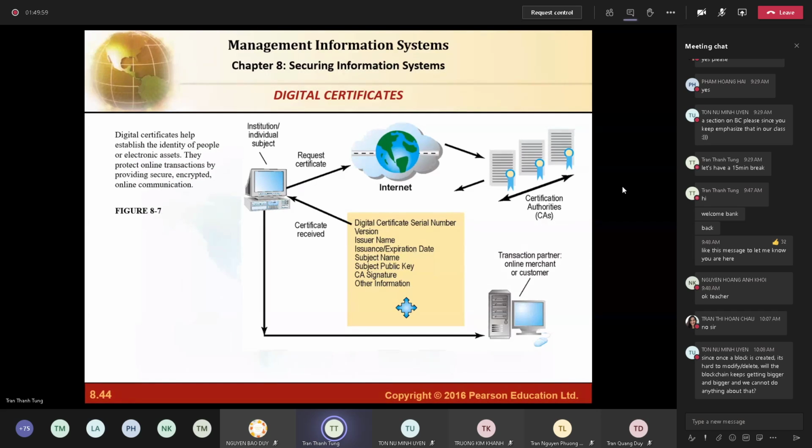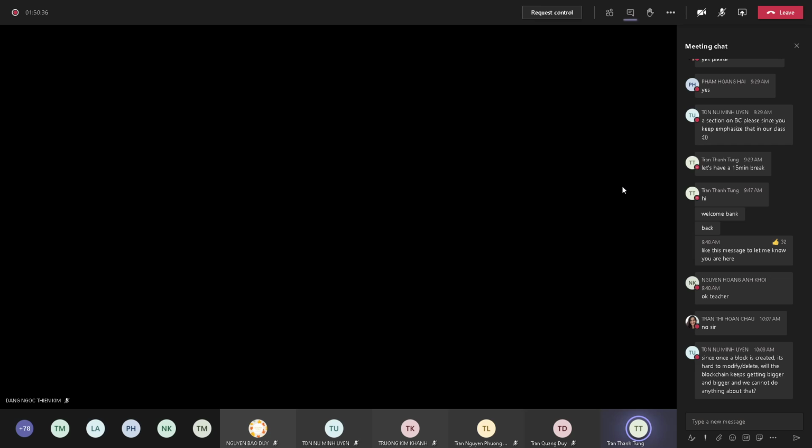Question from Uyên. Yeah, once the block is created, it is hard to modify. It means it cannot be modified. So yeah, the system will be bigger and bigger. People try to do something, but what they want is to store only a very small amount of data on blockchain. If you want to store a big file like a video, audio file or image, they will not use blockchain. They will use another mechanism.